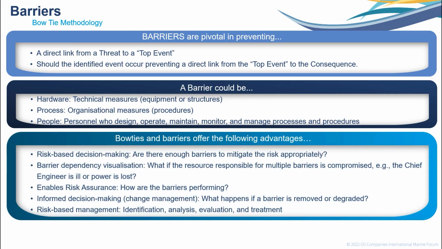Bow ties and barriers offer the following advantages. Risk-based decision-making. They allow the check on whether there are enough barriers to mitigate the risk appropriately. Barrier dependency visualization. They allow the visualization of what may happen if the resource responsible for multiple barriers is compromised, e.g. the chief engineer is ill or power is lost.